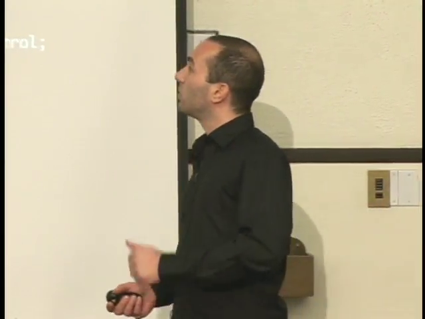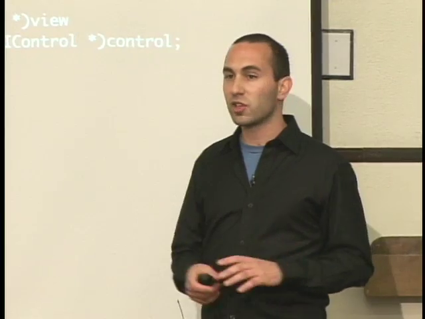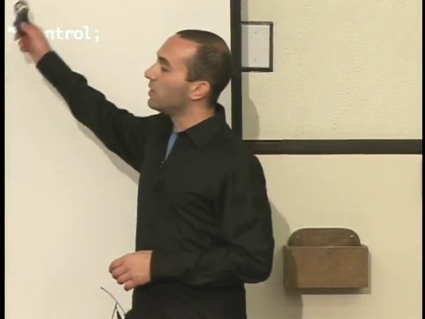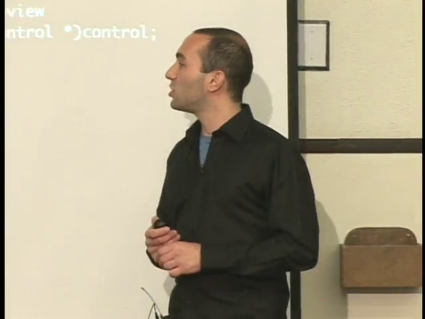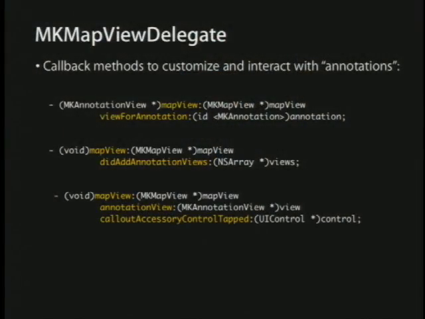You have to build that yourself, and we'll show you what the API looks like. But if you don't return that, if you don't implement that function at all, it will create MK annotation views for you, and then you have a chance to customize them in the didAddAnnotationViews method. The last one here is the annotation view callout accessory control tapped.